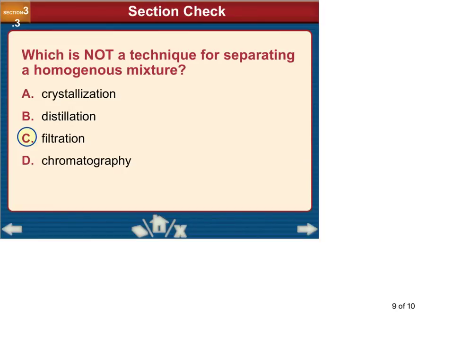Little question here, couple questions I think. Which is not a technique for separating a homogeneous mixture? Oh, three of these other ones will, but filtration won't. Filtration only works on heterogeneous.